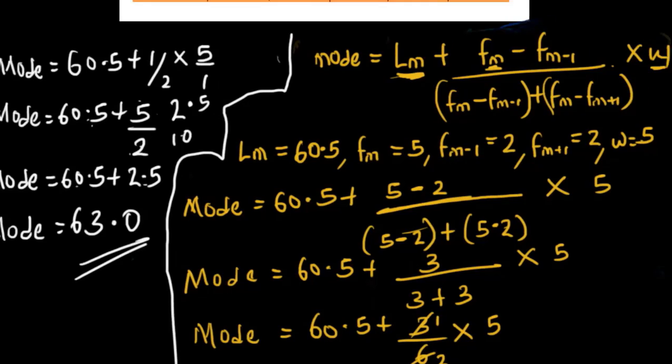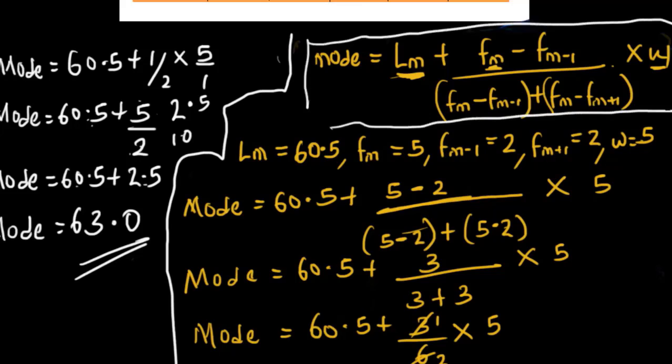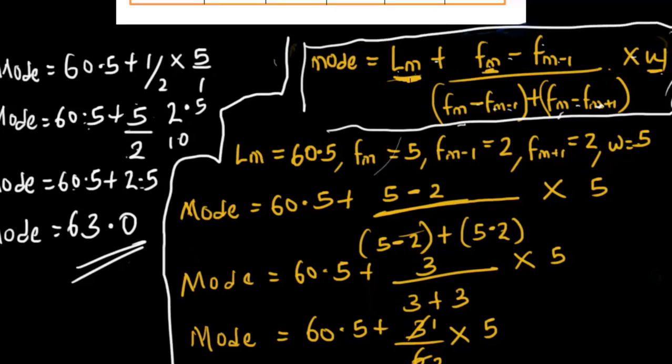Do you understand? Now the most important thing is remembering this formula, because as long as you remember this formula, you will be able to solve it. Solving it will become very easy. So Lm, lower class boundary of the modal class, plus Fm, frequency of the modal class, minus the frequency of the class before it, all over frequency of the modal class minus the frequency of the class before it, plus frequency of the modal class minus the frequency of the class after it, times the width. And don't forget, it's not all over. The division sign does not cover the lower class boundary of the modal class.